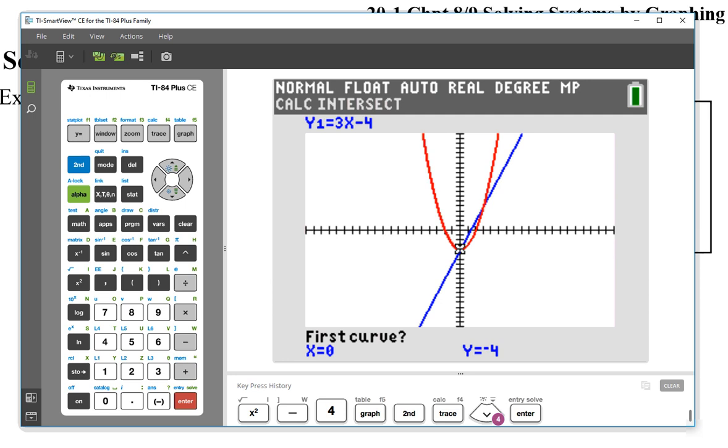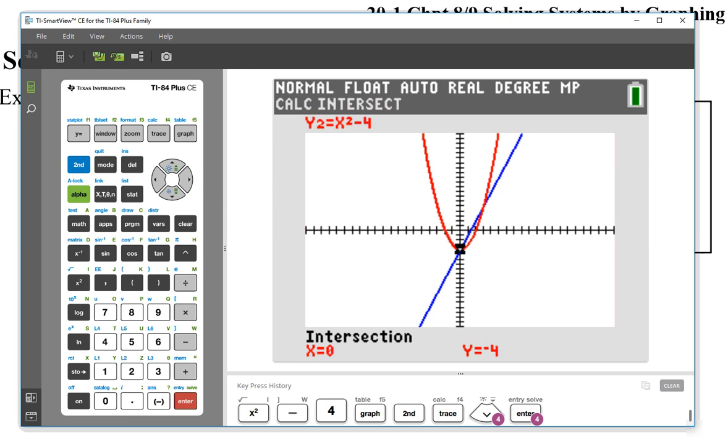So for that first point of intersection, the calculator asks, first curve, the first graph, yes, please. Second graph, yes, we want to include that. Guess the answer, yes, please do. And the point of intersection is 0, -4. So 0, -4 is one of the solutions.